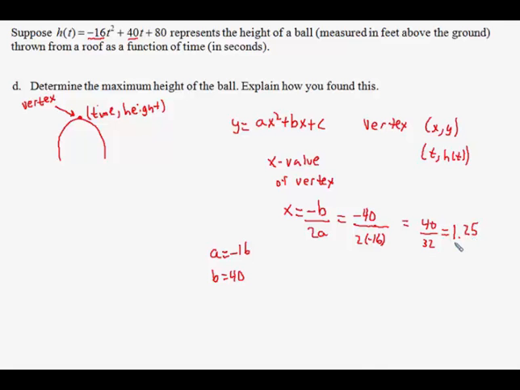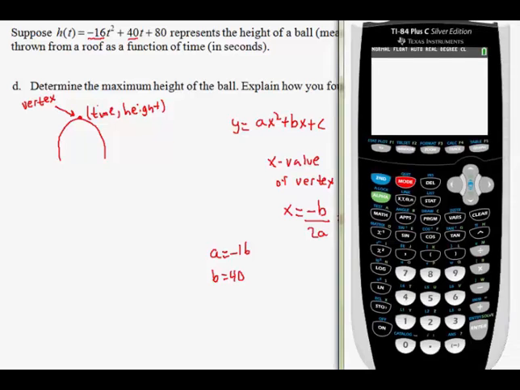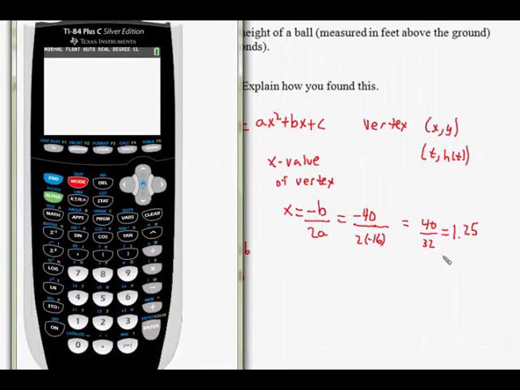Be careful if you're going to do this on a calculator, in that you would have to put parentheses around the 2 times a. So if you're going to type this in as negative 40 divided by 2 times negative 16, you would have to put parentheses around the 2 times negative 16. So if you want, you can use a times symbol, but you have to have parentheses around the 2 and the negative 16. Otherwise, the calculator will only divide by the 2, and it'll think the negative 16 is in the numerator. So if you do this, you get 1.25.